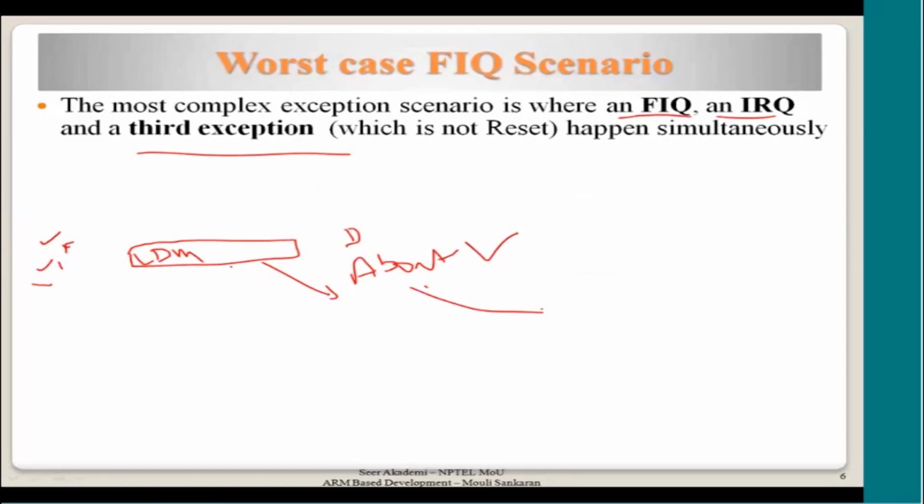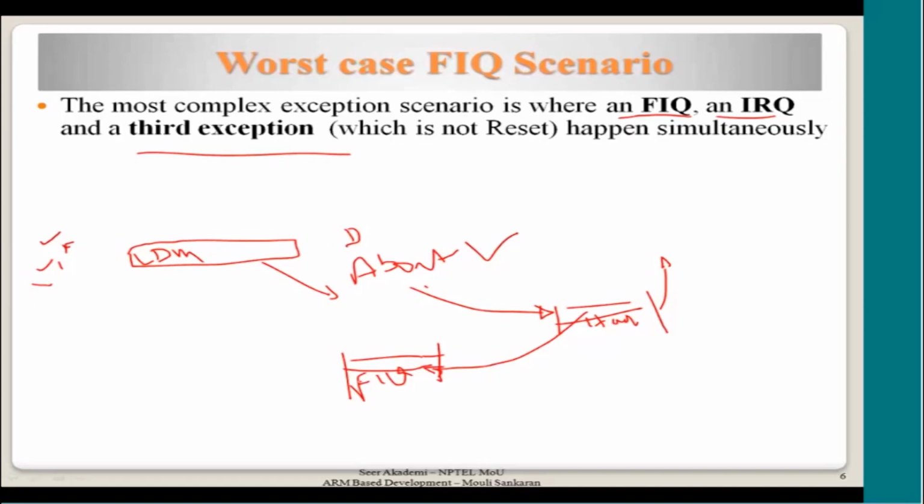So it will respond to the abort, enter the abort handler, and then it will not execute it fully. It will just enter the abort handler and come back to FIQ. Okay, to work, it will execute the FIQ handler. It will come back.